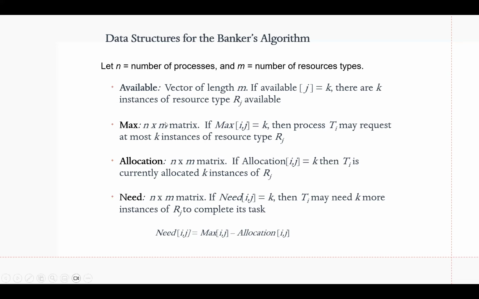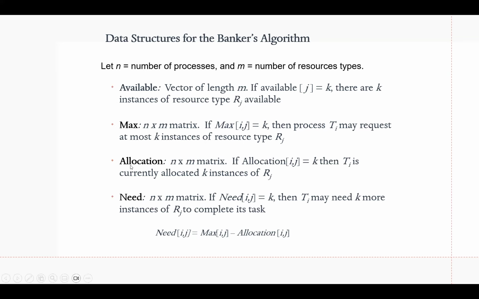Then the next data structure is Max. Max is a matrix of n by m, where n is the number of processes and m is the number of resources. If Max[i][j] equals k, it means the process Ti may request at most k instances of resource type Rj. That is the maximum matrix. It indicates the maximum demand of every process for each resource type.